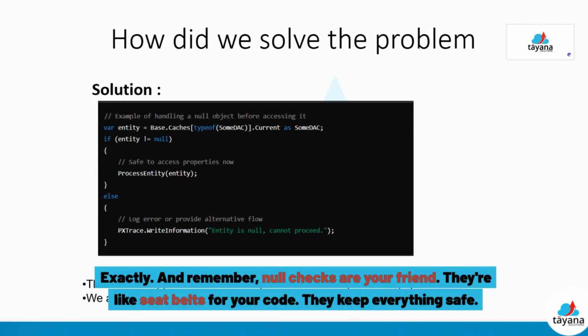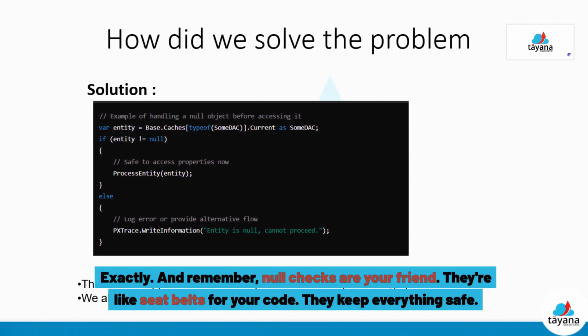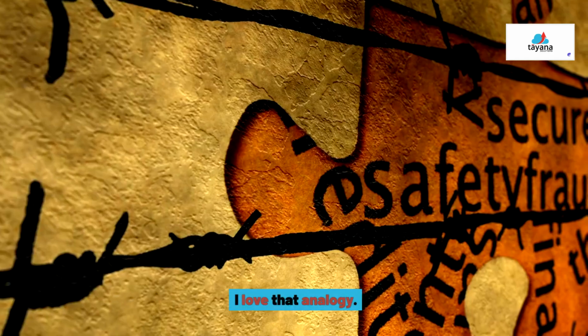Exactly. And remember, null checks are your friend. They're like seatbelts for your code. They keep everything safe. I love that analogy.